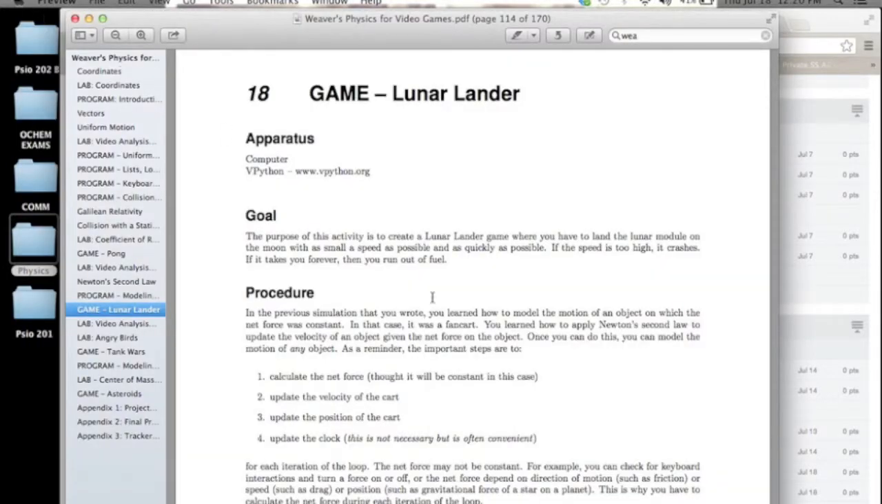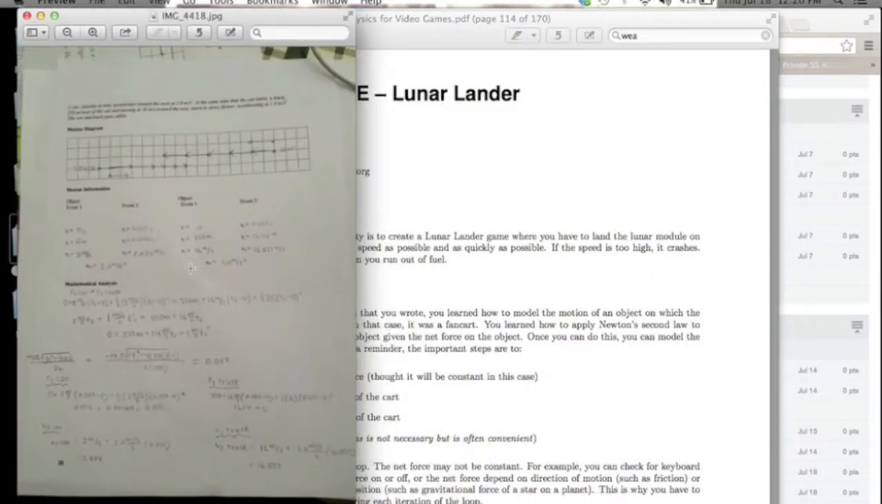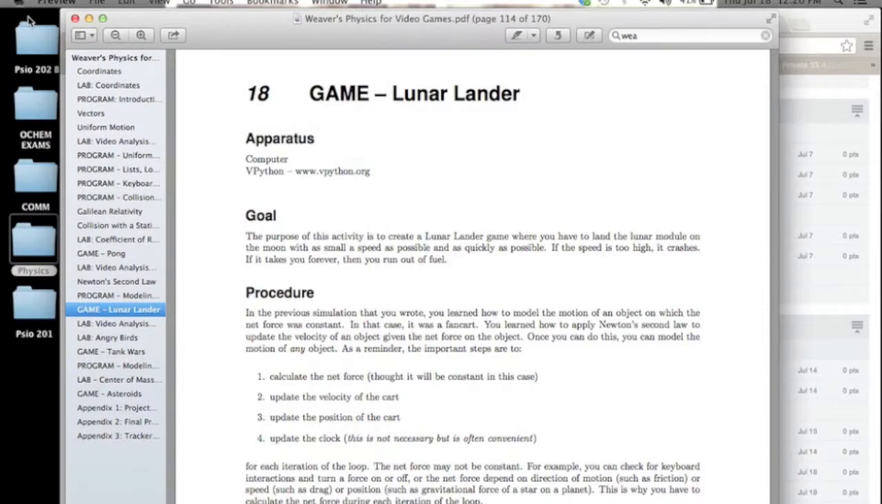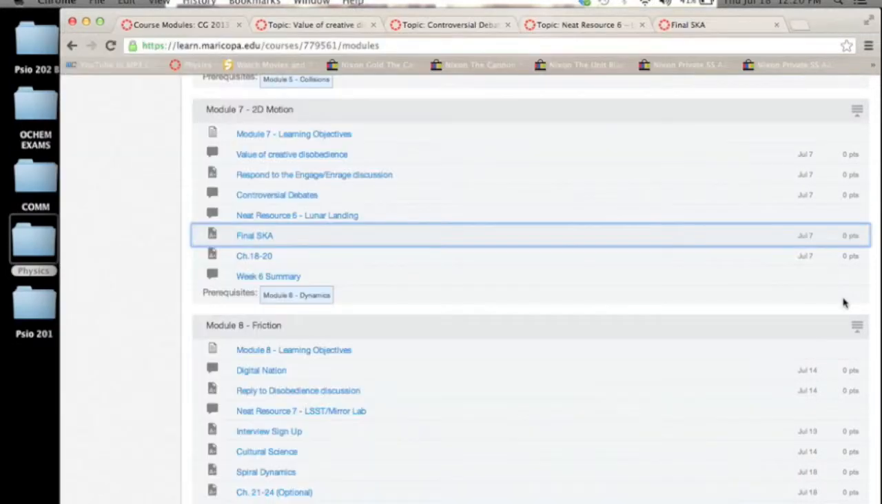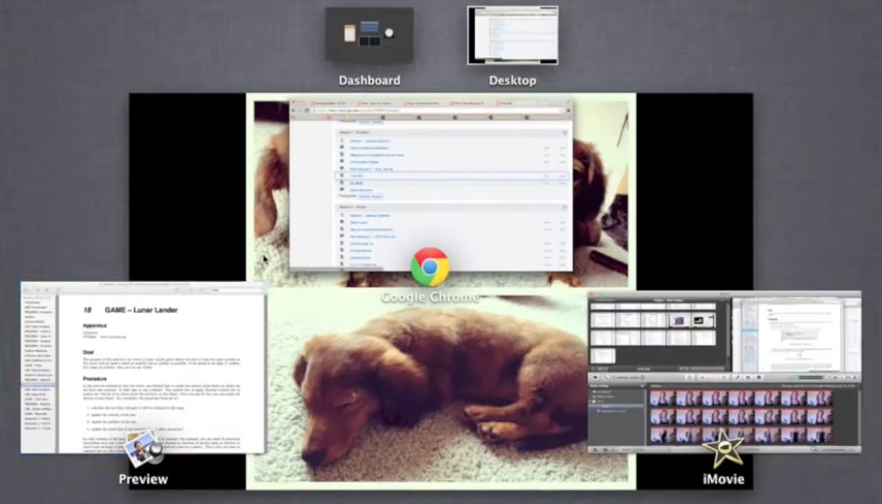Now here's some images of my assignments. And then here's another one, I believe. Yep. I kind of missed this one, but I was able to do this assignment and I enjoyed it a lot. And then we go into chapter 18 through 20.